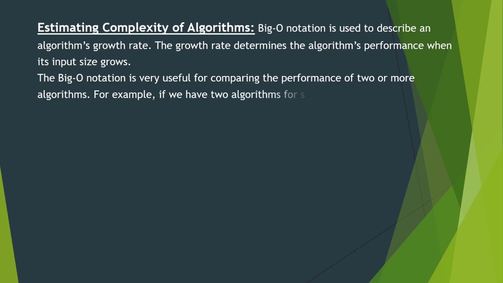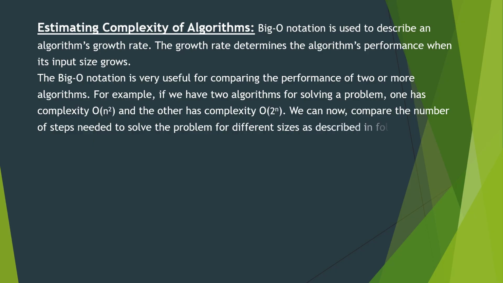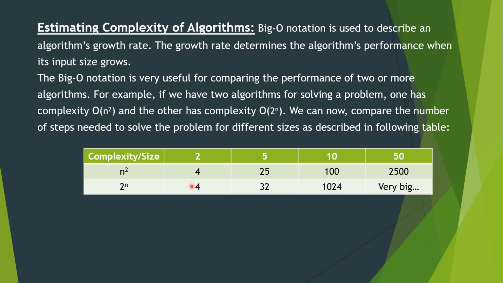For example, if we have two algorithms for solving a problem, one has complexity order of n square and the other has complexity order of 2 to the power n, we can compare the number of steps needed to solve the problem for different sizes as described in the following table. We can see in this table, when the size is 2, both are taking the same number of steps, 4 and 4. But as the size is increased, here size is 5, the n square will take 25 steps, whereas 2 to the power n will take 32 steps. So in this way we can see this is slightly slower and this is faster.